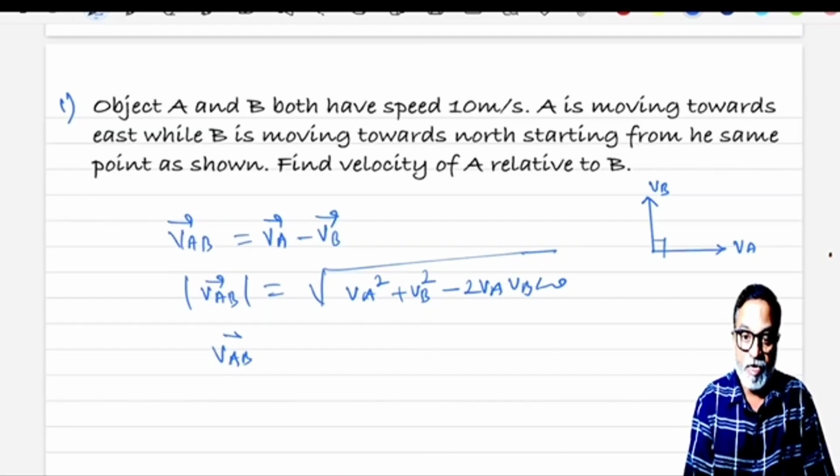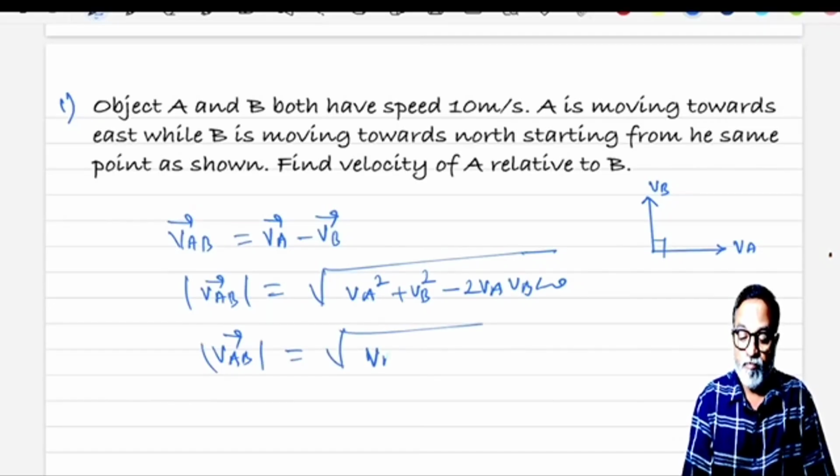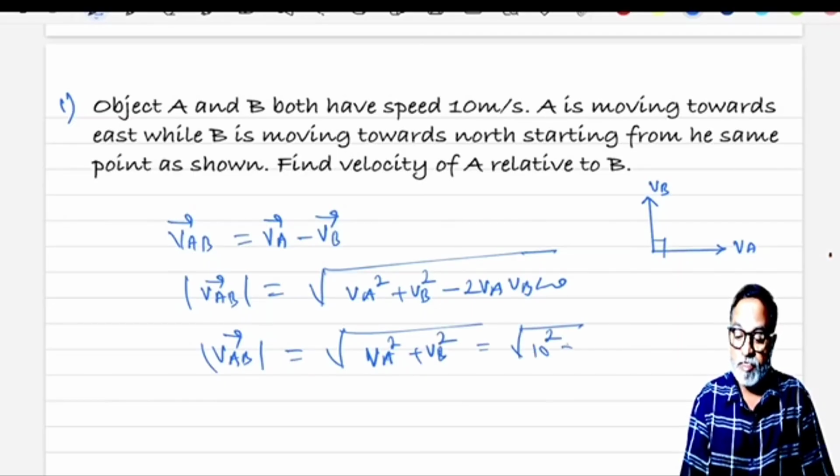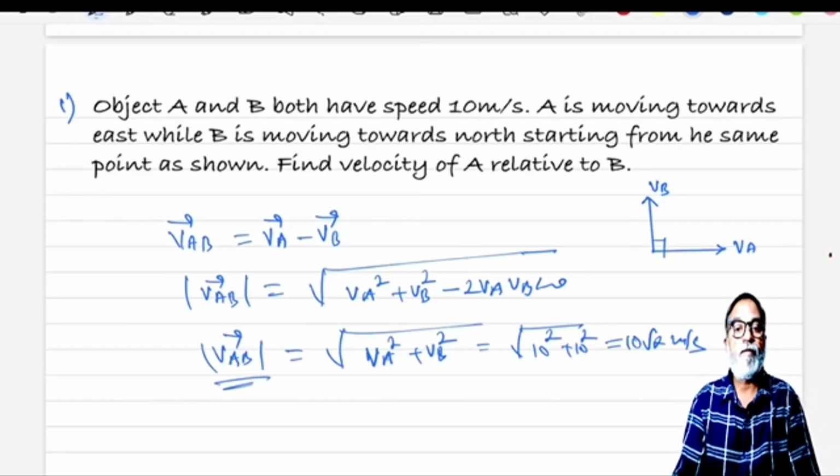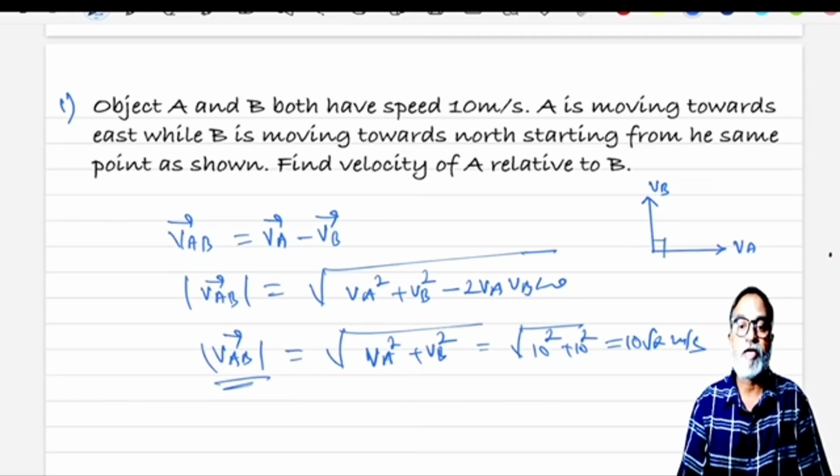Therefore, the velocity of A with respect to B is the square root of VA square plus VB square, that becomes the square root of 10 square plus 10 square. This becomes 10 root 2 meters per second. This is the magnitude of the velocity of A with respect to B. Now, what is the direction?